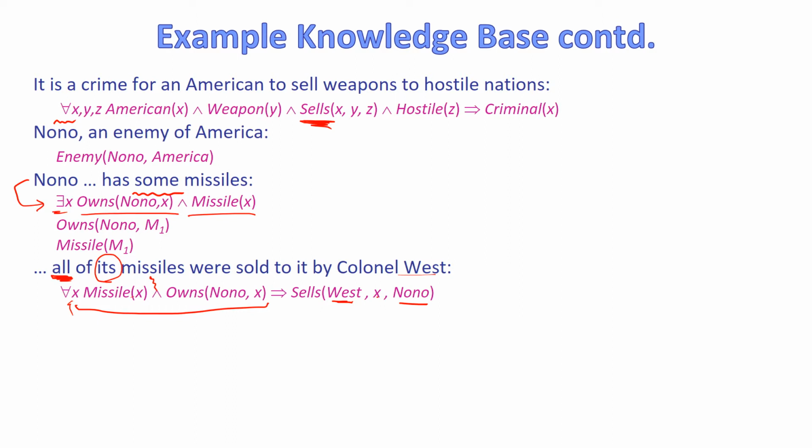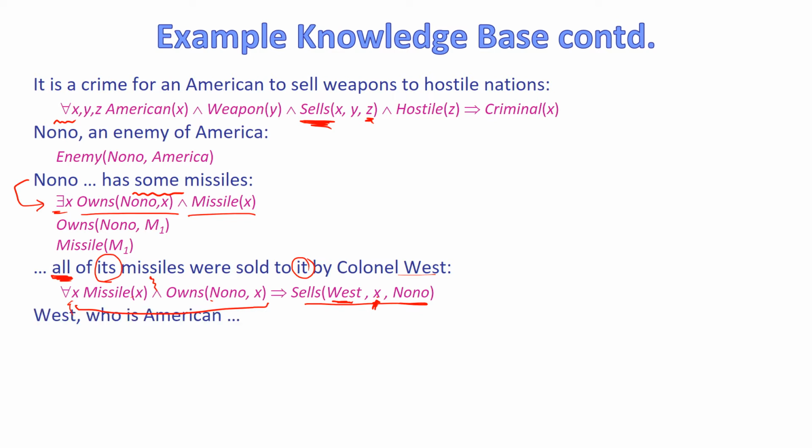Okay, so you see this sentence: all of its missiles were sold to it. What is the pronoun here? It refers to Nono. Okay, so sold to it. The last one here is the buyer. Okay, so West sells X to Nono. That's the conclusion. So if X is a missile and owned by Nono, then it, which is X here, is sold by West to Nono.